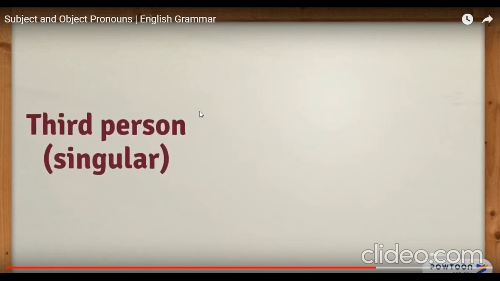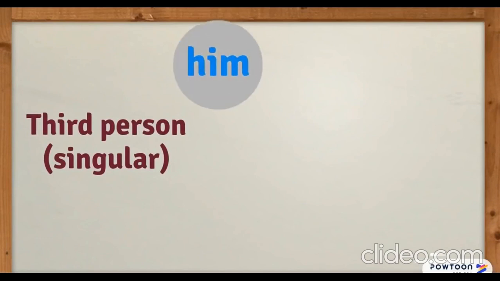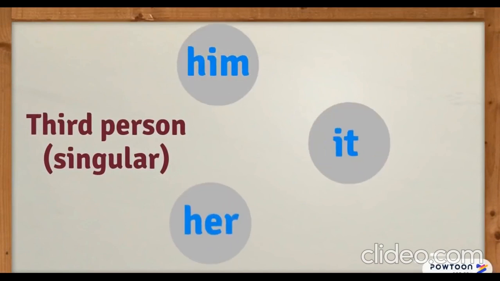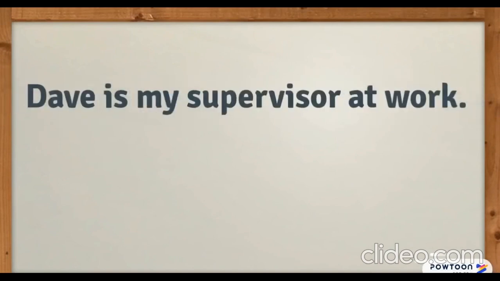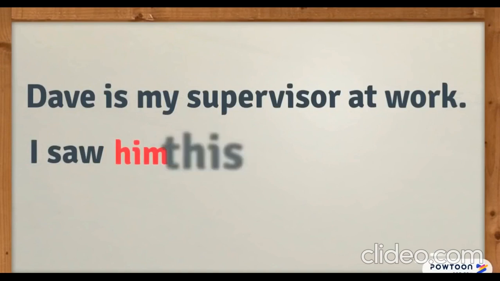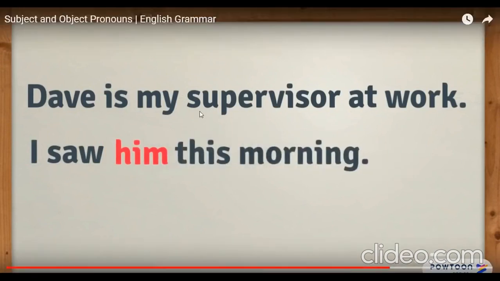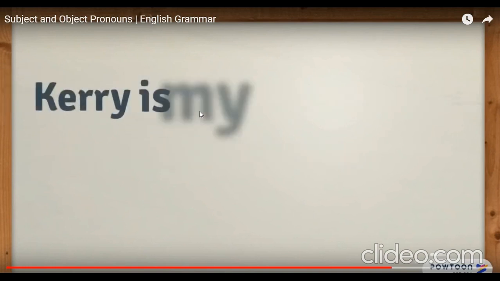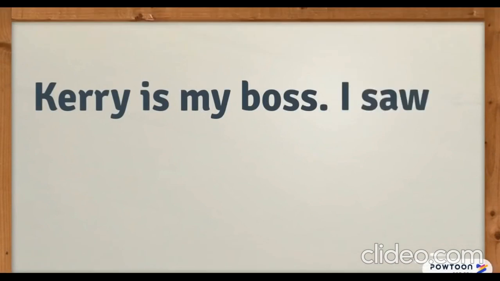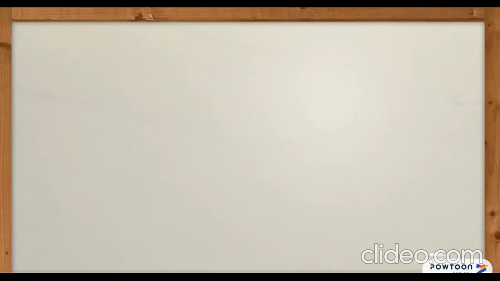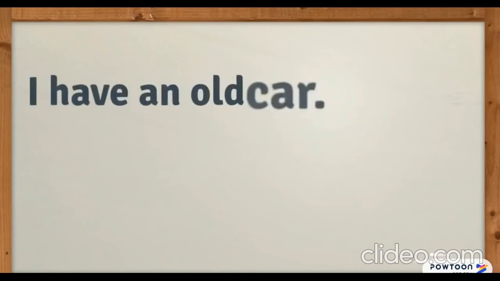He, she, it. He بتصير him, it ضلها مثل ما هي، و she, her. وهاي اللي حكينا عنها him. كيف تغير Dave بدل ما أحكي I saw Dave وأعيده هو مكان الأوبجكت، وصارت him. K is my boss. I saw her yesterday.